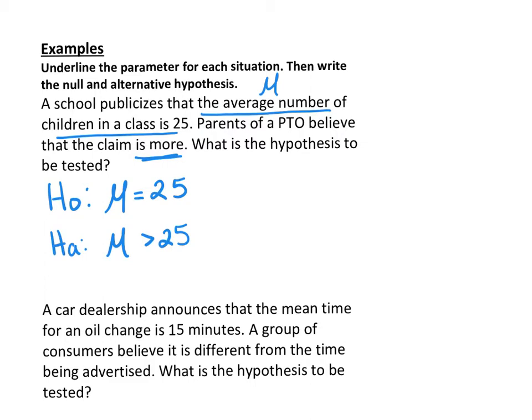So a couple key things here. Notice the null is always equal to, and for your alternative, you take on either less than, greater than, or not equal to, depending on what the problem is stating. You're always talking about the parameter. So when you write here, you should never see, for instance, an X bar. It should always be a mu sitting here. And this value back here will never change. If you put 25 here in the null, in the alternative you should also write 25.